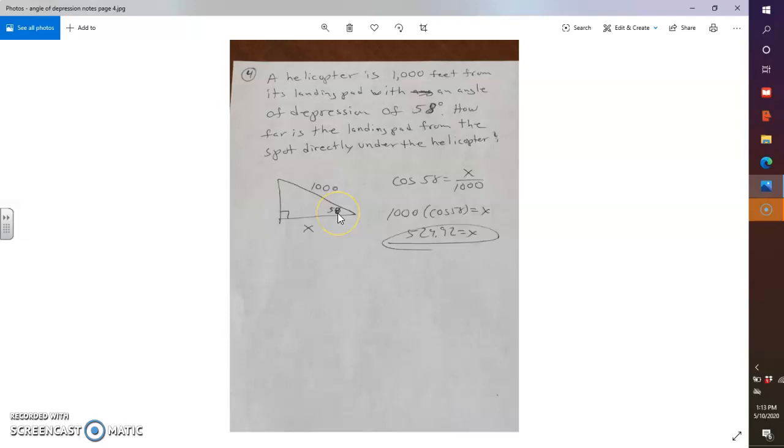And then finally, a helicopter is 1,000 feet from the landing pad with an angle of depression of 58 degrees. I put it right here. How far is the landing pad from the spot directly under the helicopter? Well, it's 1,000 feet from the landing spot with an angle of depression of 58 degrees, so we're looking out this way. So that exact distance is a hypotenuse, and I'm looking for the distance from the pad to a spot directly under the helicopter, which is basically on the ground, which means we're finding this distance here, and therefore we're going to use cosine. The cosine of 58 is equal to adjacent, which is x, over hypotenuse, which is 1,000. We multiply the cosine of 58 by 1,000, and we get 529.92.